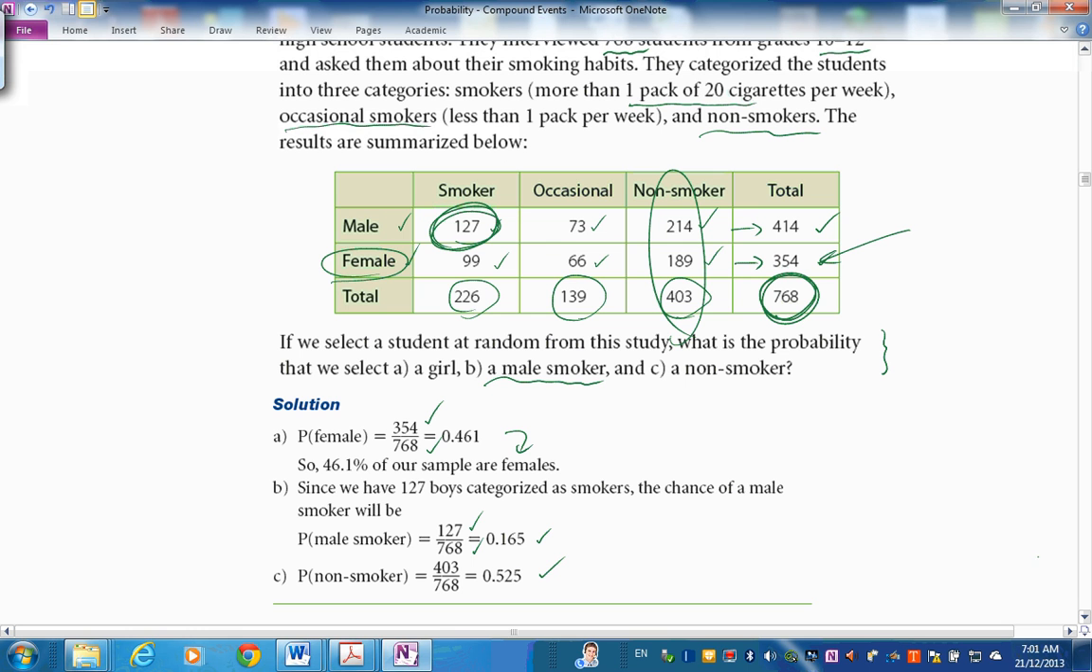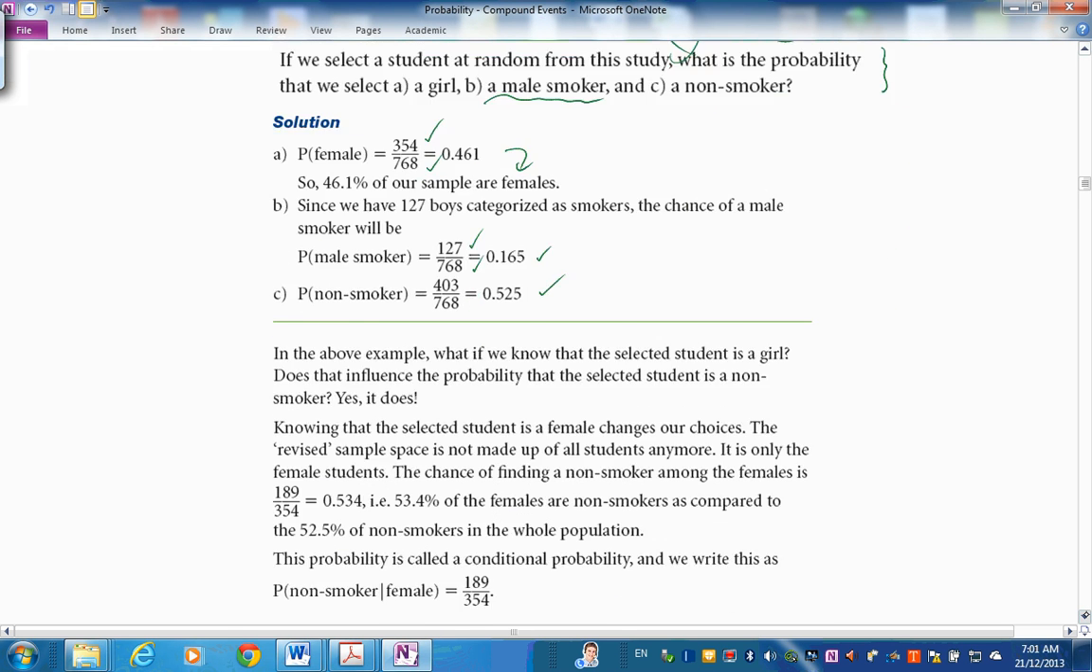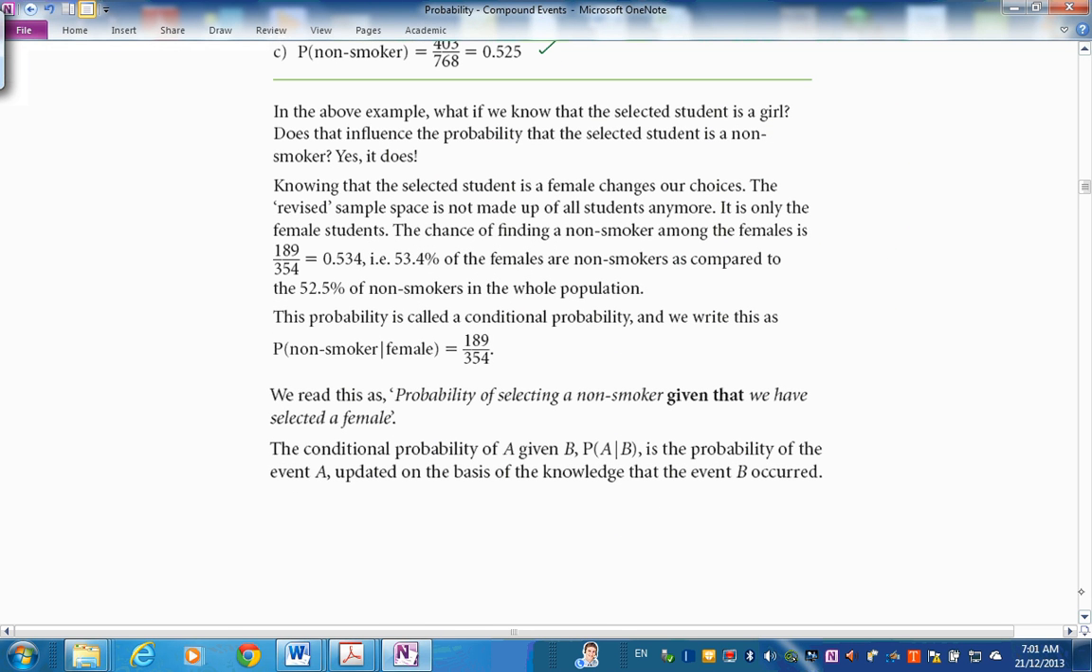So we can work some probabilities out from a basic table and using our old idea of nE over nS. And we've got all the combinations there that we just choose from. We'll do some harder ones in a minute. Here we are. In the above example, what if we know that the selected student is a girl? Does that influence the probability that the selected student is a non-smoker? Hey, they're saying it does.